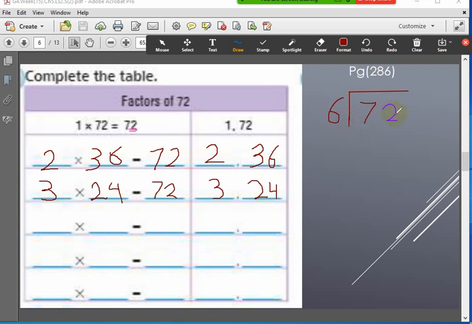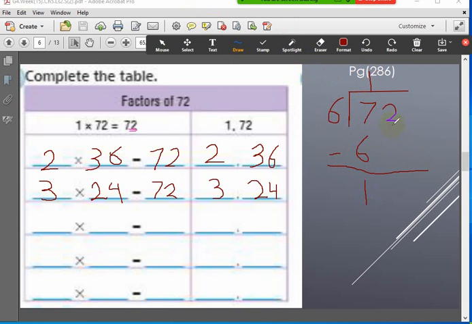So 72 divided by 6. Stop typing on the chat, please. First thing, 7 divided by 6. How many 6 in the 7? Only 1 six, right? So I have to put 1 in the tens digit. Now 1 multiplied by 6 equals what? Equals 6. Then I have to subtract. 7 minus 6 equals what?